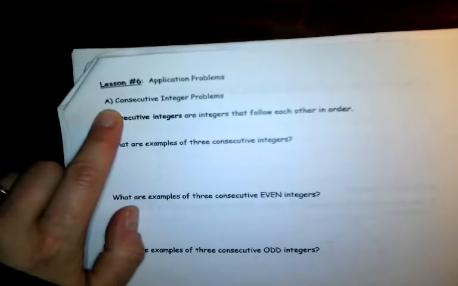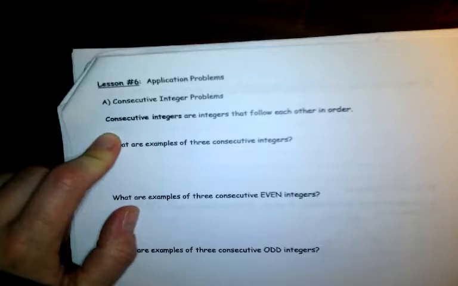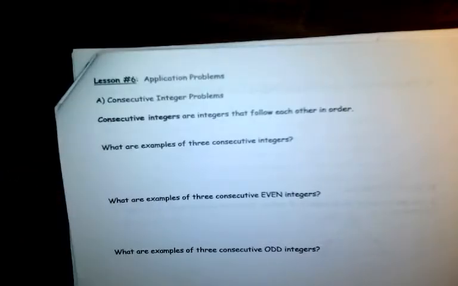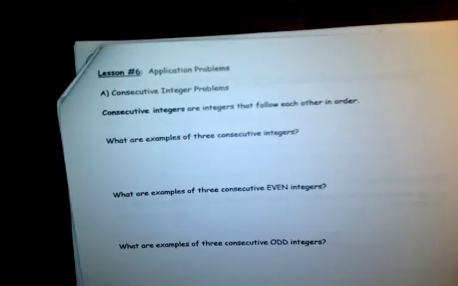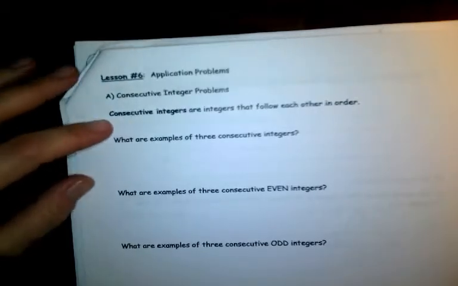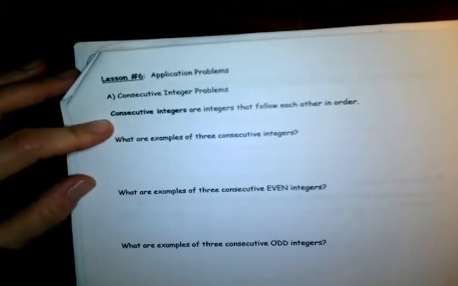Okay, so what we're going to talk about is consecutive integer problems. Consecutive integers are integers that follow each other in order. I use this word consecutive a lot. I find myself using that a lot in real life. Consecutive numbers. So let's talk about examples.